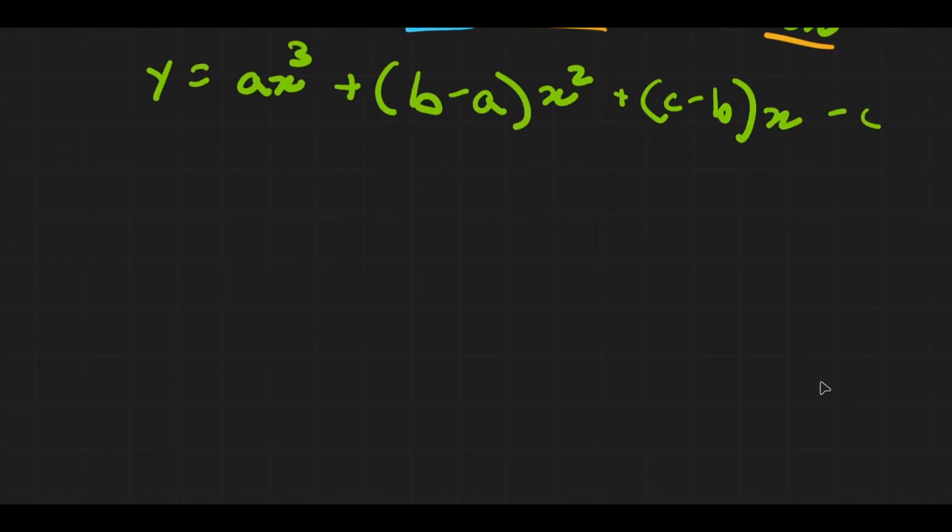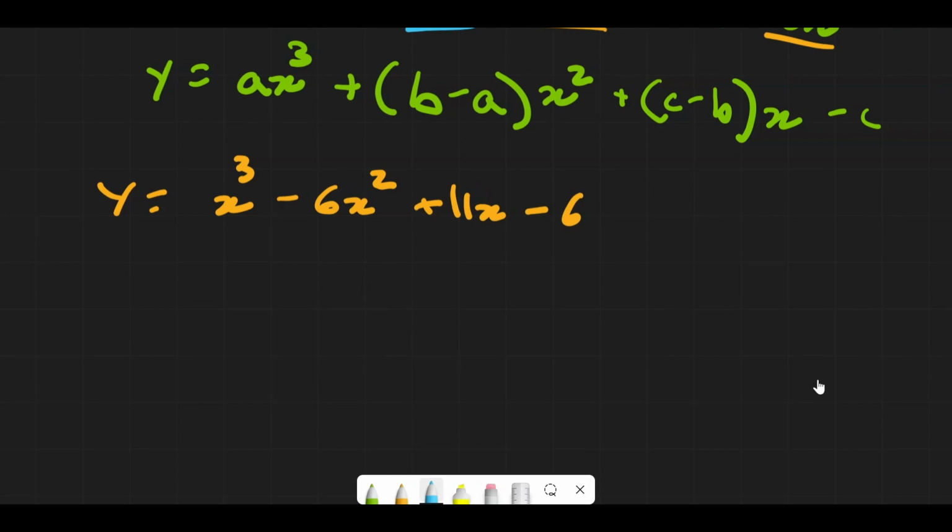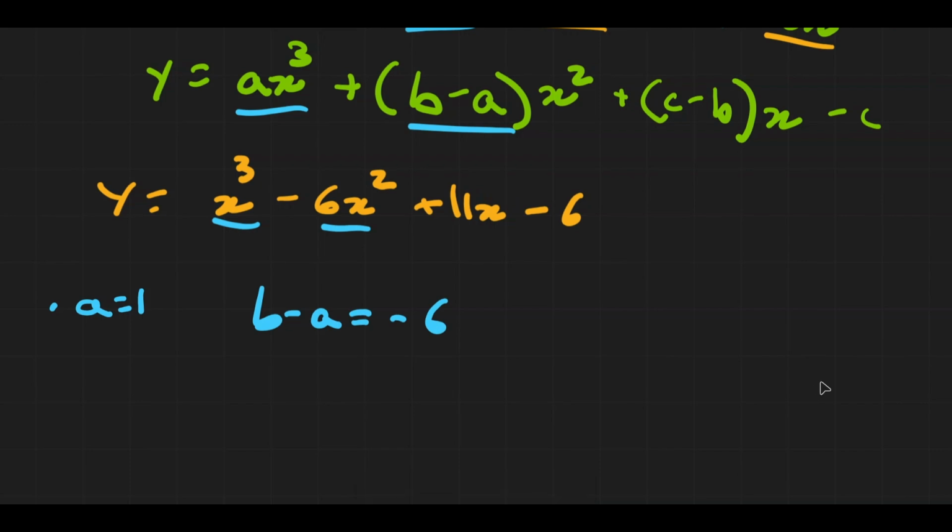But now we also know that y equals x cubed minus 6x squared plus 11x minus 6. Okay, so this is where everything fits together. Ax squared has to correspond with x squared. So a equals 1. We're equating like terms. B minus a equals negative 6. And the other way we can write that is b minus 1 equals negative 6. B equals negative 5.